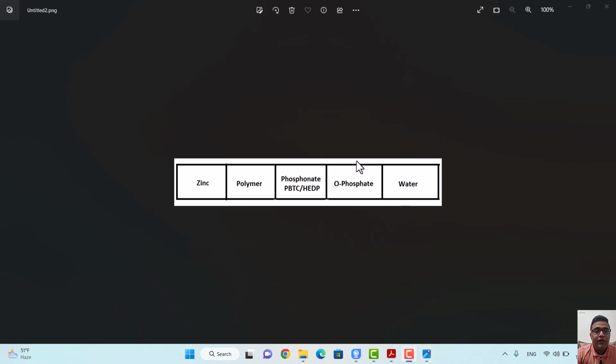So here, this box belongs to orthophosphates. Then we said that we need general inhibitors, mixed inhibitors. A general inhibitor is a mix of anodic and cathodic inhibitors. It doesn't mean that it has two of them. No, phosphonates act as both cathodic and anodic inhibitors.